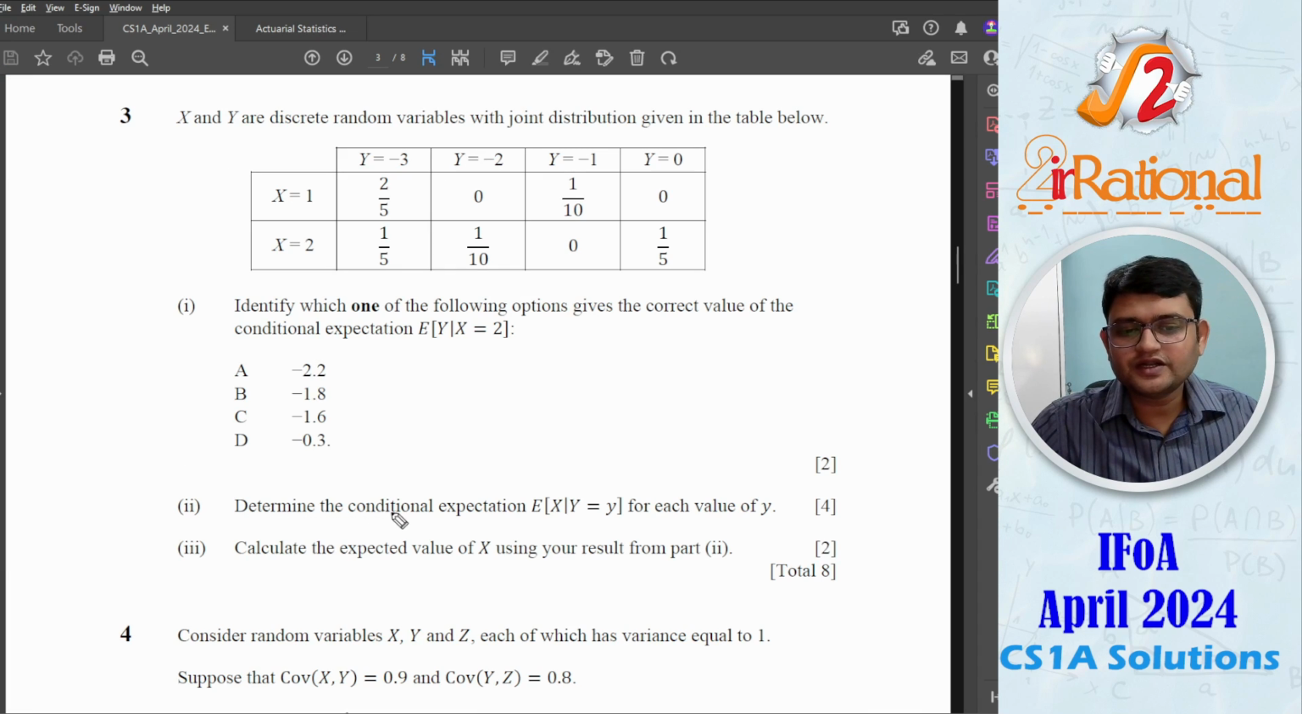For the second part, determine the conditional expected value of X given Y for each value of Y. So first we will require the probability for each one of those Y. That means you will just add these up. That gives you the probability of Y. And then for expectation, you will just say this into this plus this into this, divided by the probability of Y equals minus 3. That is what you will do for each one of these Y's.